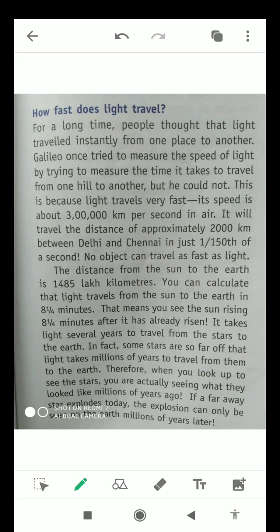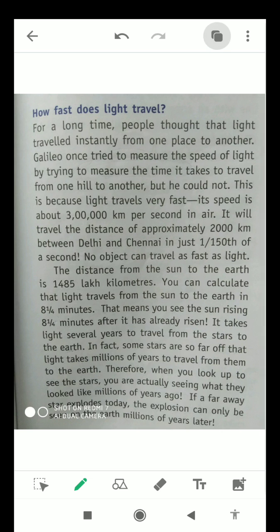Okay students, it takes light several years to travel from the stars to the earth. In fact, some stars are so far away that light takes millions of years to travel from them to the earth. Therefore, we can say that when we look up to the stars, we are actually seeing what they looked like millions of years ago. Okay, if a faraway star explodes today, the explosion can only be seen on the earth millions of years later. So it will take a lot of time before we are able to see it on the earth, because they are very far away from the earth.